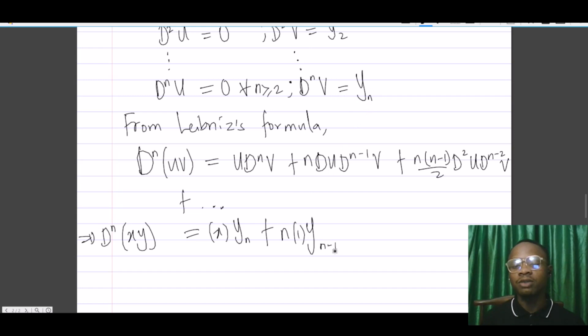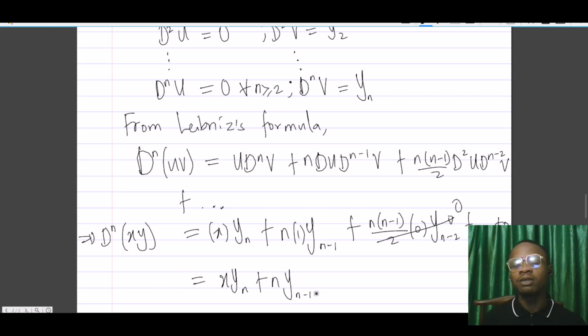That's y sub n minus 1, then plus the next one, n into n minus 1 over 2, then the second derivative of u, obviously here is 0, then multiplied by y sub n minus 2, and this will continue like that, but then give us 0 all through, because this is giving us 0 already. So basically, this is going to be x y sub n plus n y sub n minus 1. We can identify this as our equation star. Okay, we have star up there already, so let's call this star star.